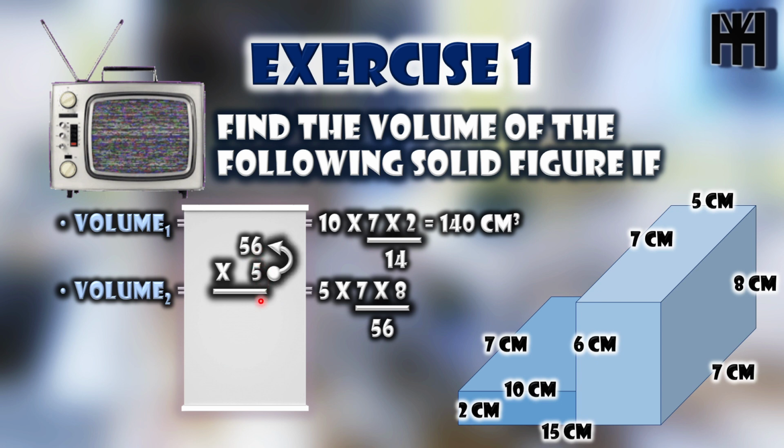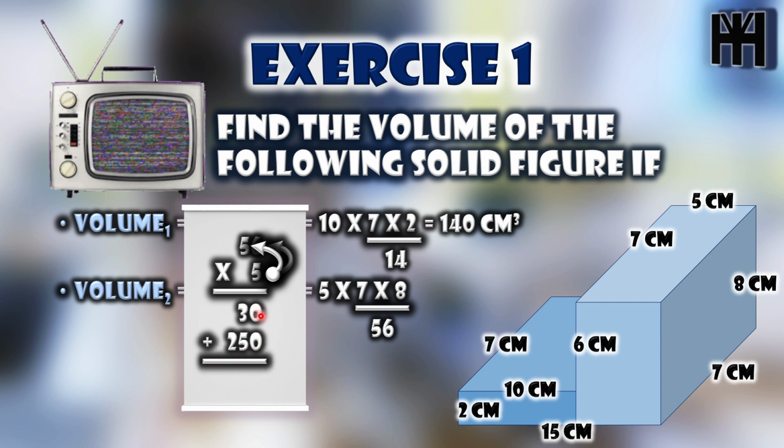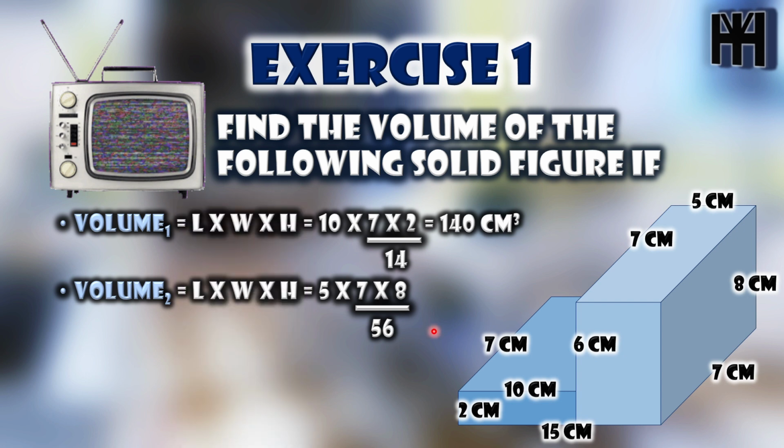Let's multiply them. So 5 times 6, it's 30. Then 5 times 50, it's 250. So 0 and 0, add them. 0 and 0, it will be 0. 3 and 5, 8. 2 and nothing, 2. So it's 280 centimeter cube.